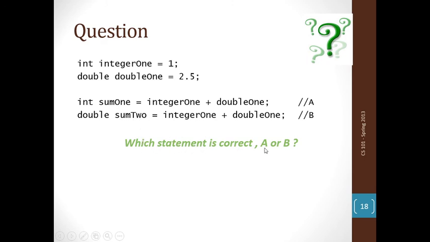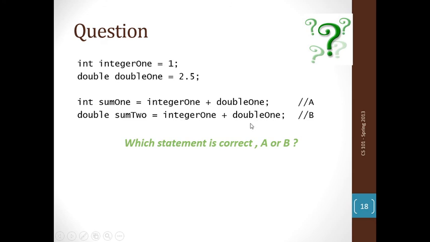Which statement is correct, A or B? See here, integer 1 is of integer type. Double 1 is of double data type. Int data type occupies 4 bytes of memory. Double data type occupies 8 bytes of memory. See here, we are adding a double value to an integer value, and then we are storing the result in an integer variable, which is a smaller data type. We cannot do this. So this is not a correct statement.